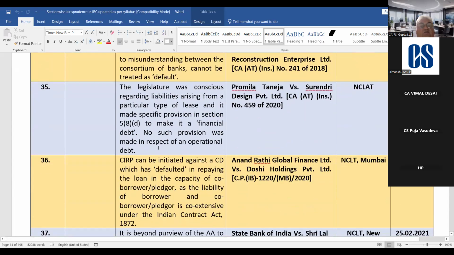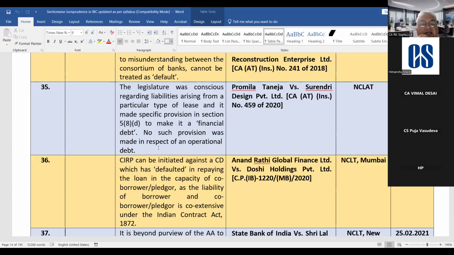The legislature was conscious regarding liabilities arising from a particular type of lease, and it made specific provision in section 5(8)(d) to make it a financial debt. Okay? No such provision was made in respect of an operational debt. So it says that there should be a financial lease or capital lease in order to qualify as a financial debt. Okay? But in operational debt there is no such lease provision, because operating leases do not cover financial debt. Okay?